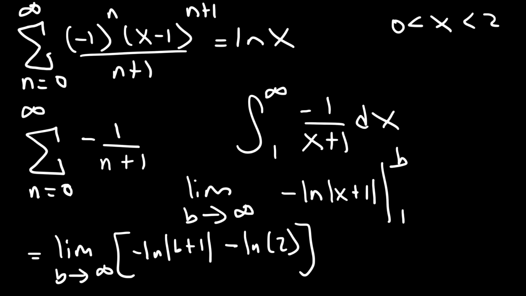So as b goes to infinity, what happens to the natural log of b plus 1? That's going to go to infinity as well. So we're going to have negative infinity minus some constant, which is negative infinity. So therefore, since the integral diverges, the series diverges as well. So 0 is not included in the interval of convergence. So we can write it like this. This is going to be 0 to 2, and now we need to check the other endpoint, 2.